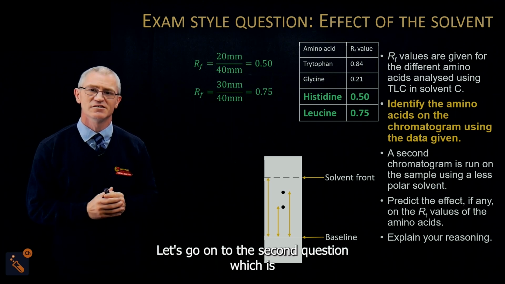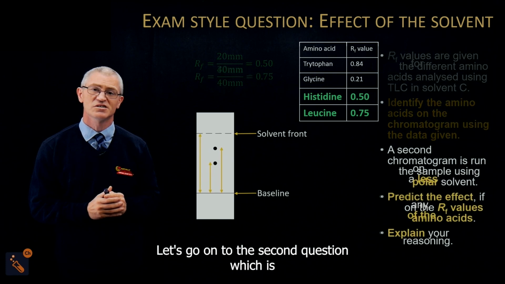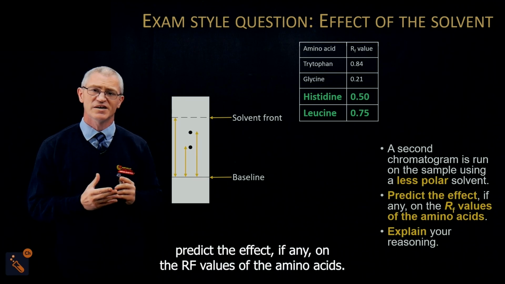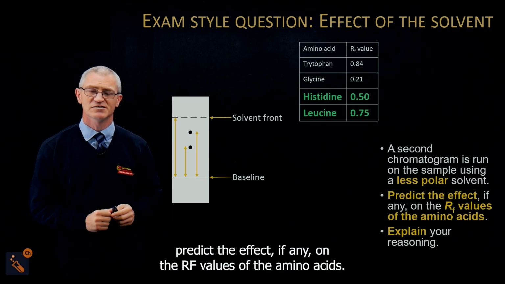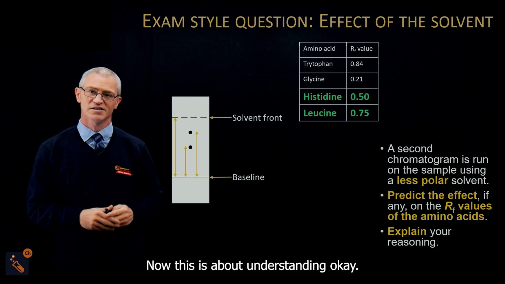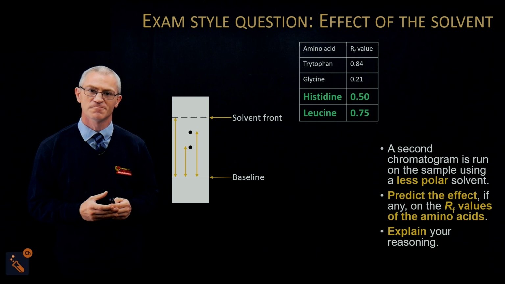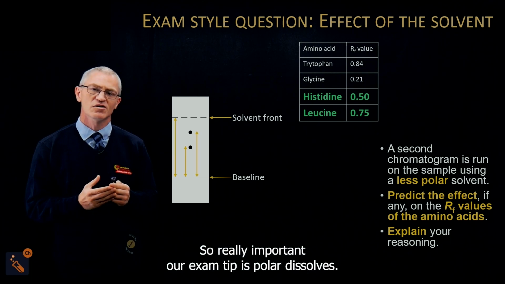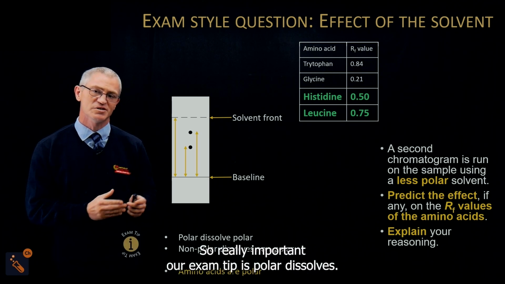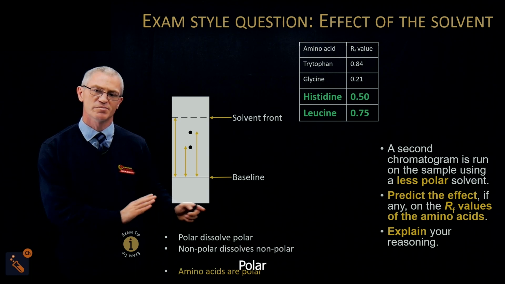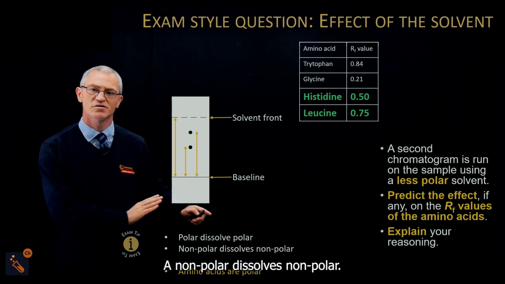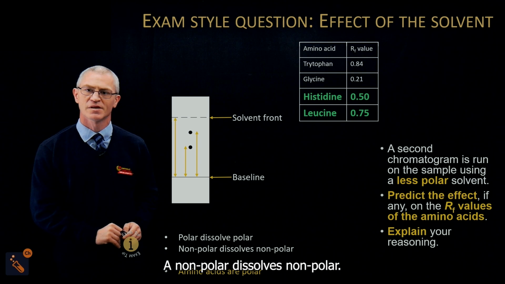Let's go on to the second question, which is predict the effect, if any, on the RF values of the amino acids. Now this is about understanding, okay, so it's really, really important that you understand the next part. Our exam tip is polar dissolves polar and non-polar dissolves non-polar. So what does that mean?